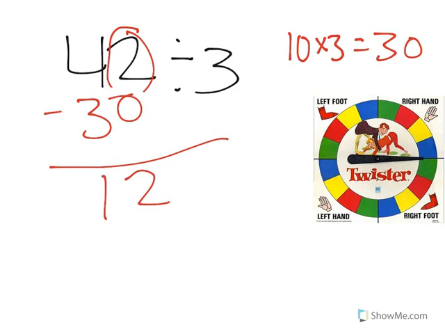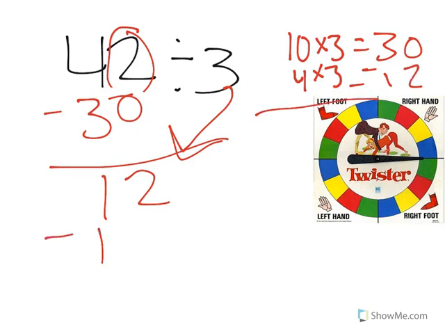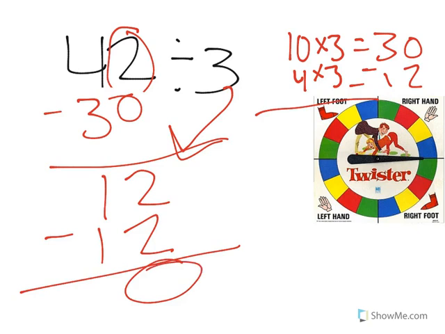2 minus 0 is 2, 4 minus 3 is 1, so I get 12. Now I ask, 3 times what is 12? Good. 4 times 3 equals 12. And so I subtract 12 out here, and I get 0. So I'm done there. But now if we look here, I add those together, I get 14.